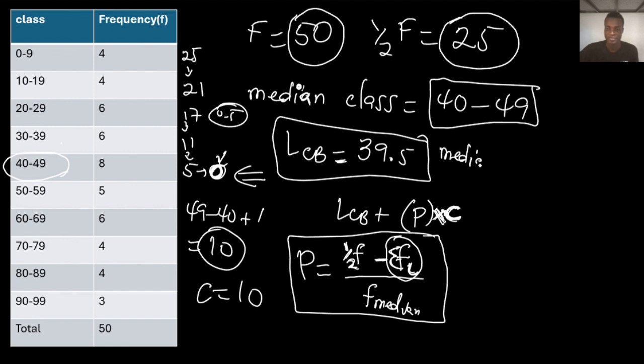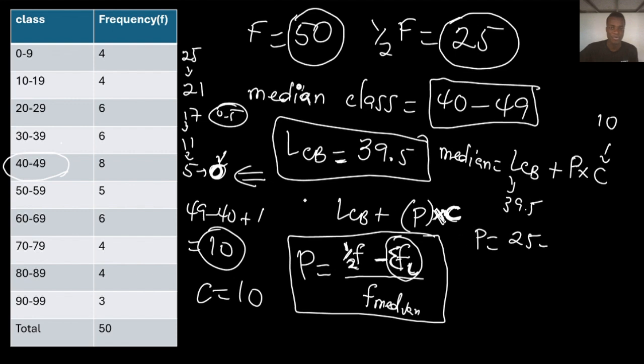So we have the median will be equal to lower class boundary plus a proportion times C. So we got C, we say C is 10, and we got the lower class boundary, which is 39.5. The proportion is what we need to evaluate. So we say the proportion is half of the frequency that we find here, which is 25, minus the sum of all frequencies before.